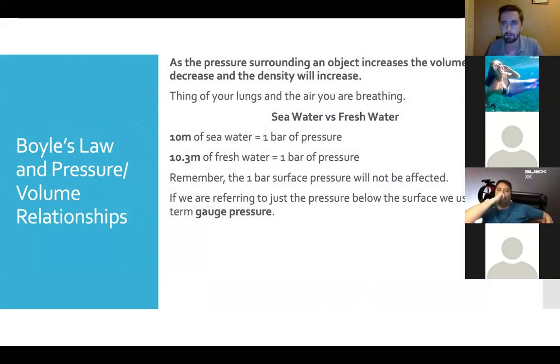Now we've been using the rule so far that 10 meters of water is equivalent to 1 atmosphere of pressure or 1 bar of pressure, but it couldn't just be that easy. So 10 meters of seawater, that is true for. If we are in freshwater though, lakes, rivers, it's a little bit different, okay? Seawater is denser and heavier, so it's going to exert more pressure than freshwater will. So for every 10.3 meters of freshwater, we get 1 bar of pressure.